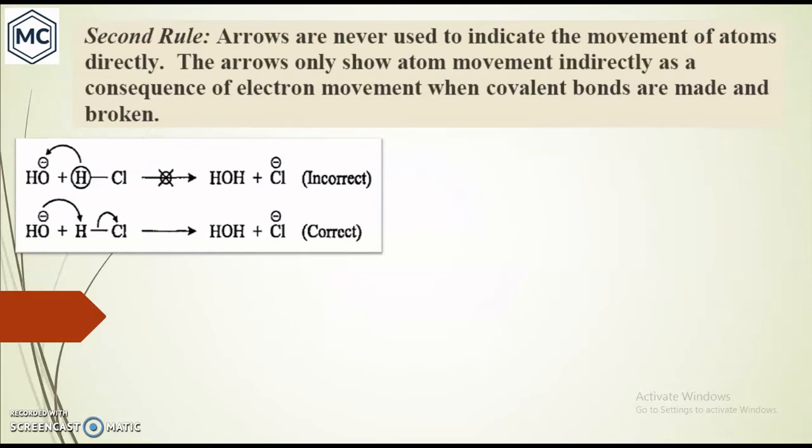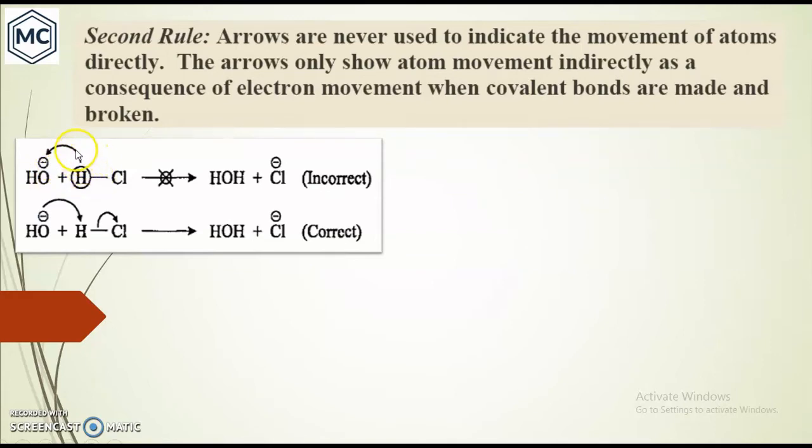And the second rule: arrows are never used to indicate the movement of atoms directly. What does it mean? In this particular reaction, the acid-base reaction of a hydroxyl group with hydrogen chloride, you can see that this hydrogen is moving from the hydrogen chloride to the hydroxyl group.